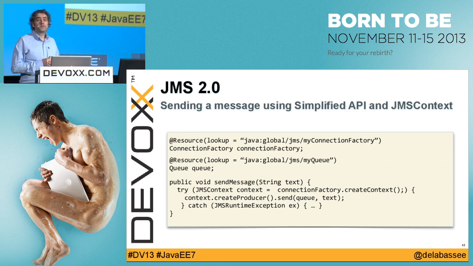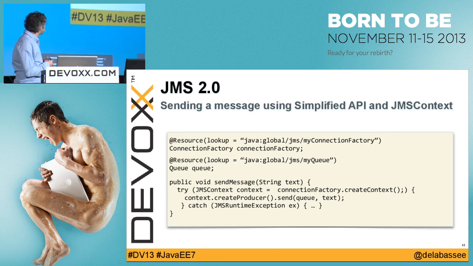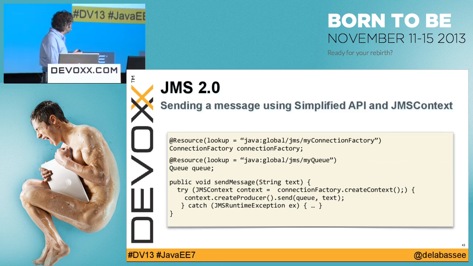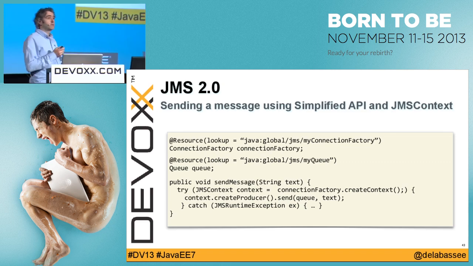So if I need to send a string, I still have my connection factory, and I still have my queue. I just need a JMS context object. For that, I invoke the create context method on the connection factory. Then once I have my context, I need a producer. So I invoke create producer on my context, and finally I can send the actual text.